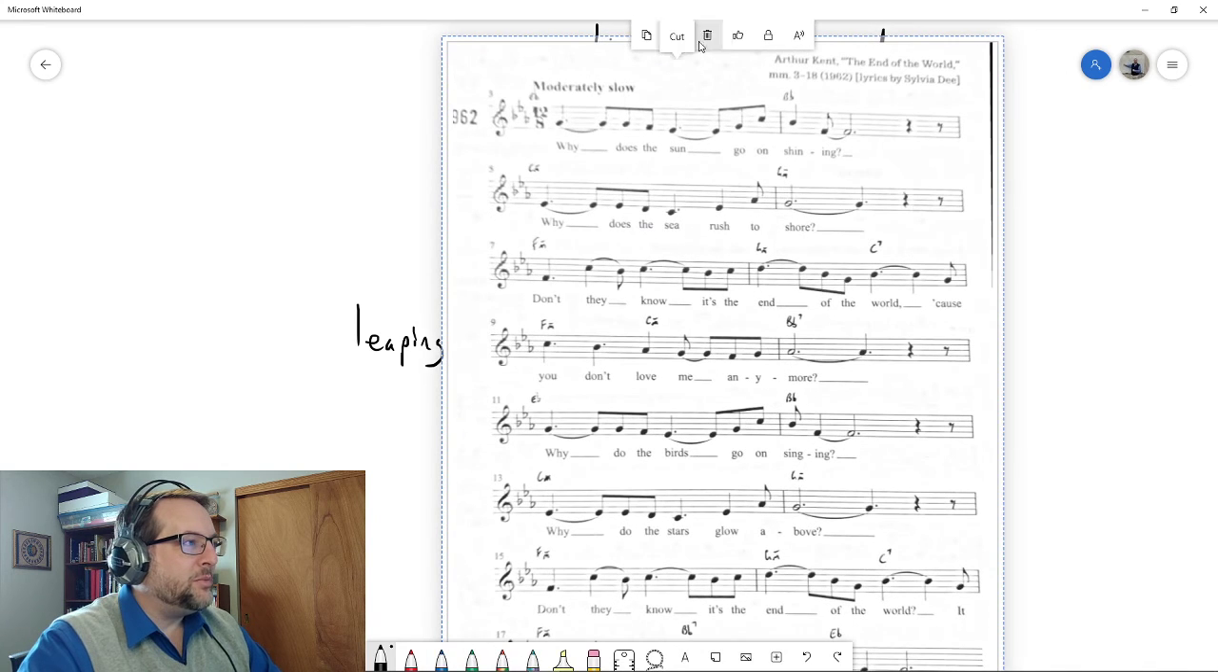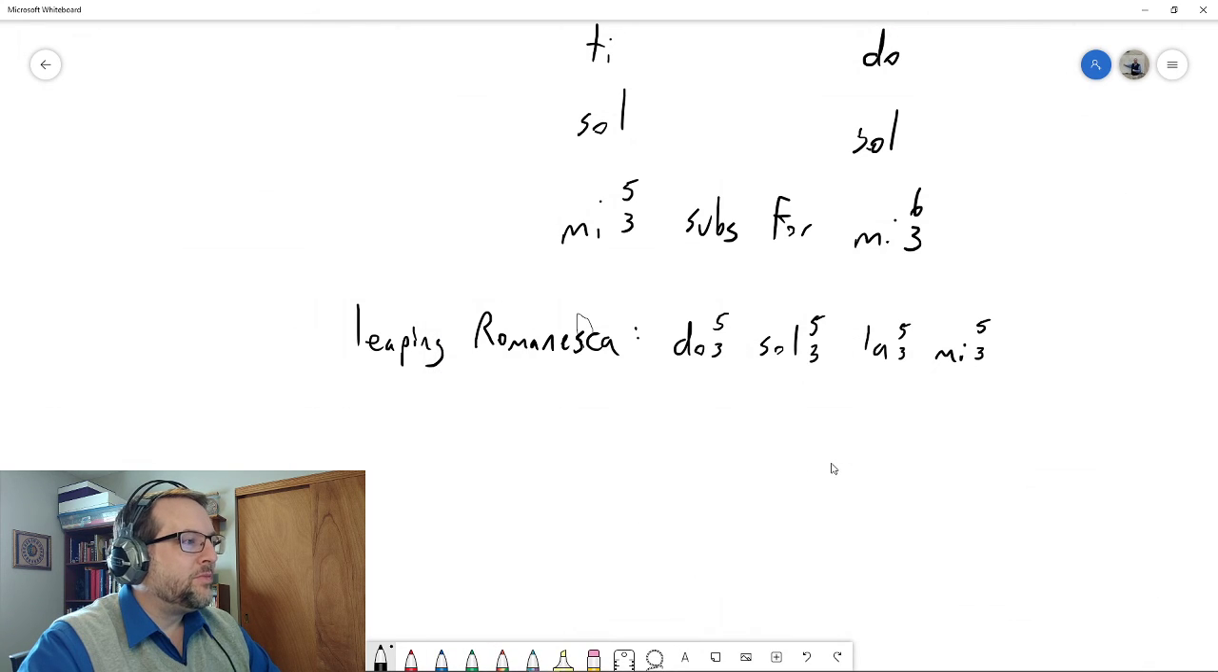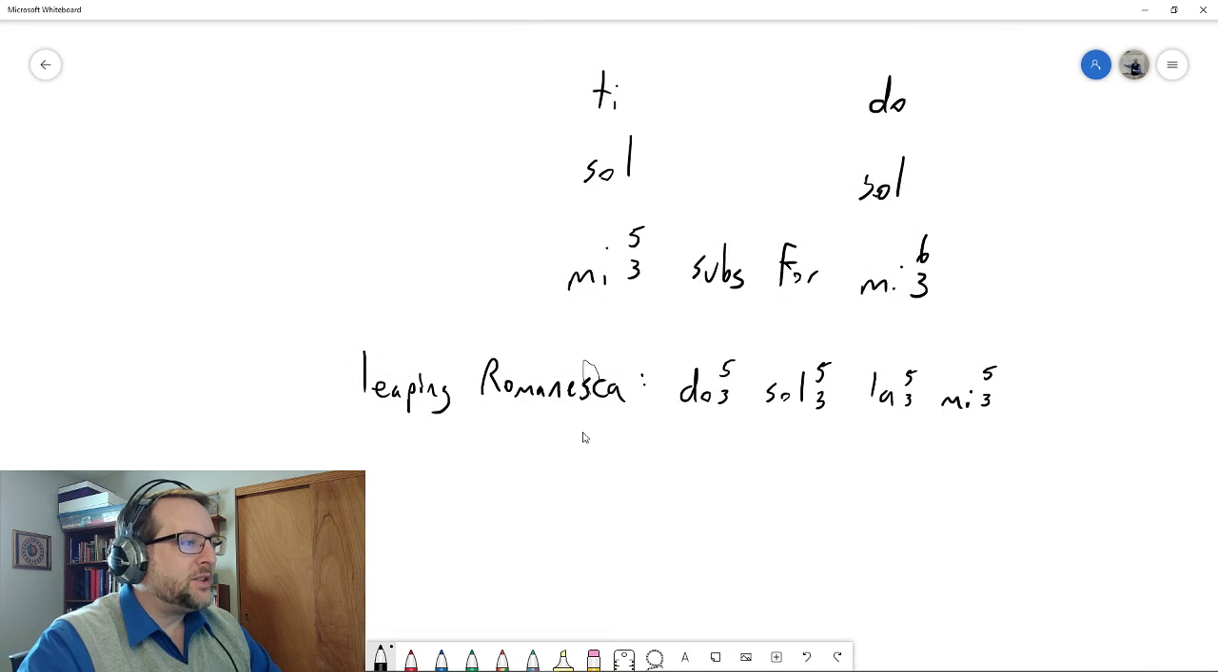Let's go ahead and move that out of the way again. Yeah, so it's used a lot in the Leaping Romanesca, which we just heard in the middle of that song. That song was emphasizing a Leaping Romanesca at the beginning. Substitute for the mi 6/3, mi 5/3, mi 6/3, similar colors.